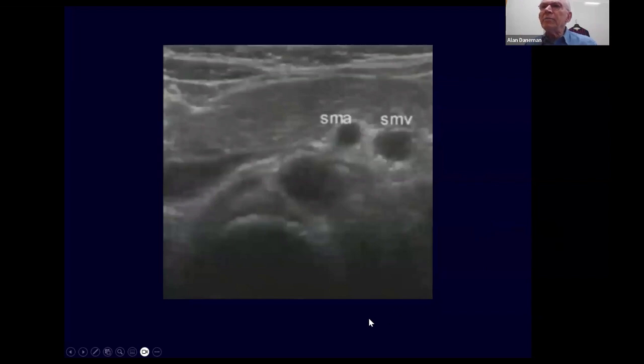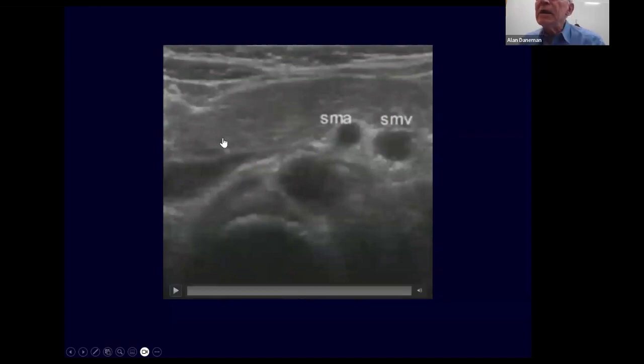In this one, you see here's the spine. It's a transverse view of the abdomen. Here's the abdominal wall. Here's the spine, aorta, IVC. Here are the superior mesenteric vessels, the artery and the vein, which are inverted because the vein is to the left of the artery, and the bowel comes in front of these vessels.